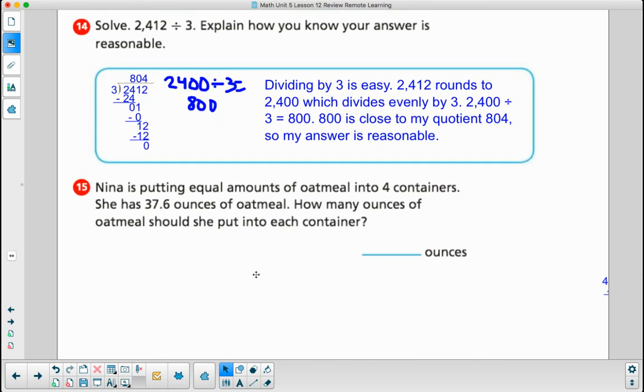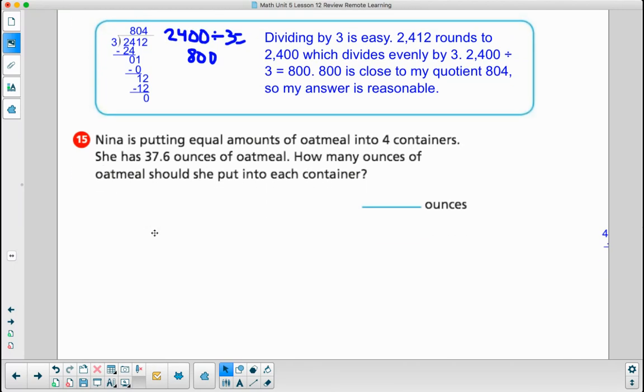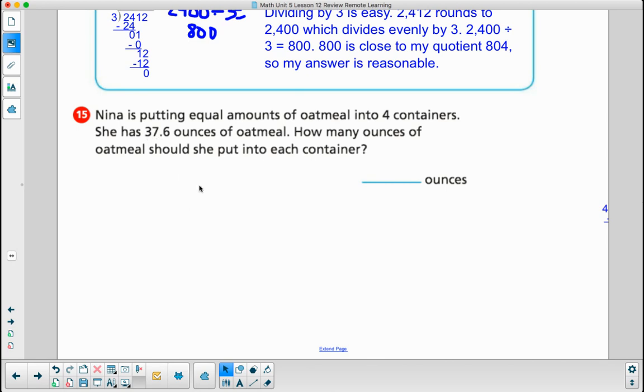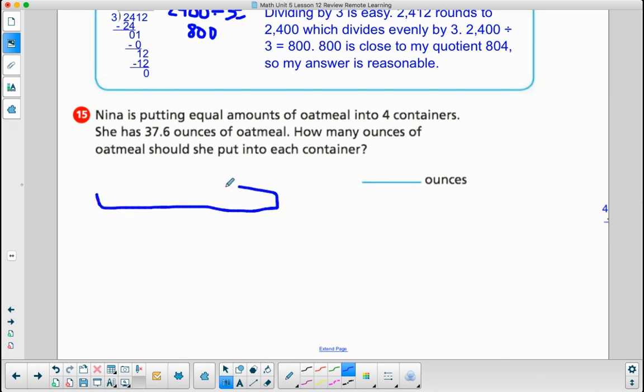Number 15. Nina is putting equal amounts of oatmeal in 4 containers. She has 37 and 6/10 ounces of oatmeal. How many ounces of oatmeal should she put into each container? So, as I draw my diagram to figure out this problem, she's putting equal amounts of oatmeal in 4 containers. So it's going into 4 containers, and they're equal amounts. That's going to be dividing by 4, isn't it?